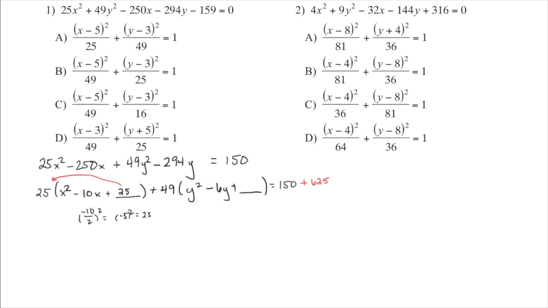In the second part, we're going to do negative 6 divided by 2 squared, which is going to be negative 3 squared. This is going to give me my negative 9, or positive 9, excuse me. Take 9 times 49, and we're going to add that piece to the other side.